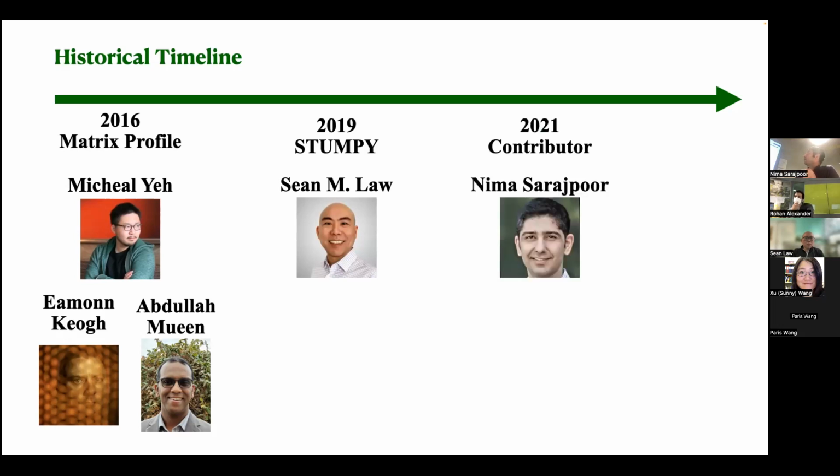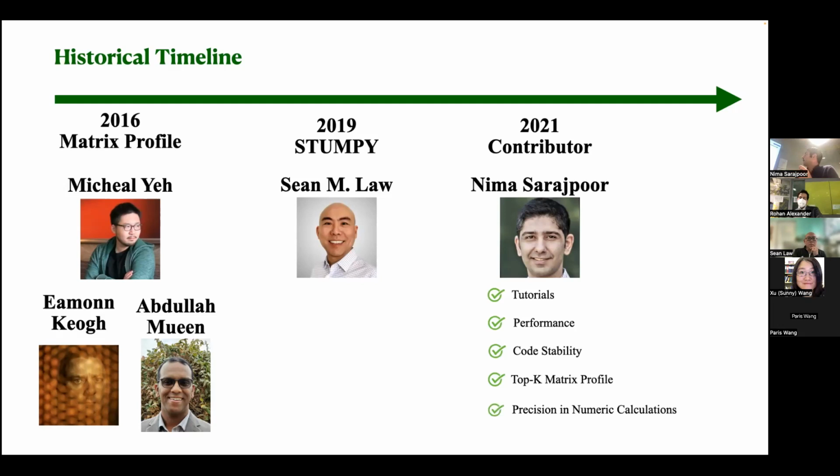Then in 2021, I found the software while I was doing my research in my PhD, and I found it cool. Yeah, okay, so let's contribute to this project. So I started working on several things in this library, such as tutorials, performance, code stability. We now have top-K matrix profile. So instead of just the first nearest neighbor, you can go up to the kth nearest neighbor, and also the precision in numeric calculations. And in 2023, we have Stumpy version 1.12.